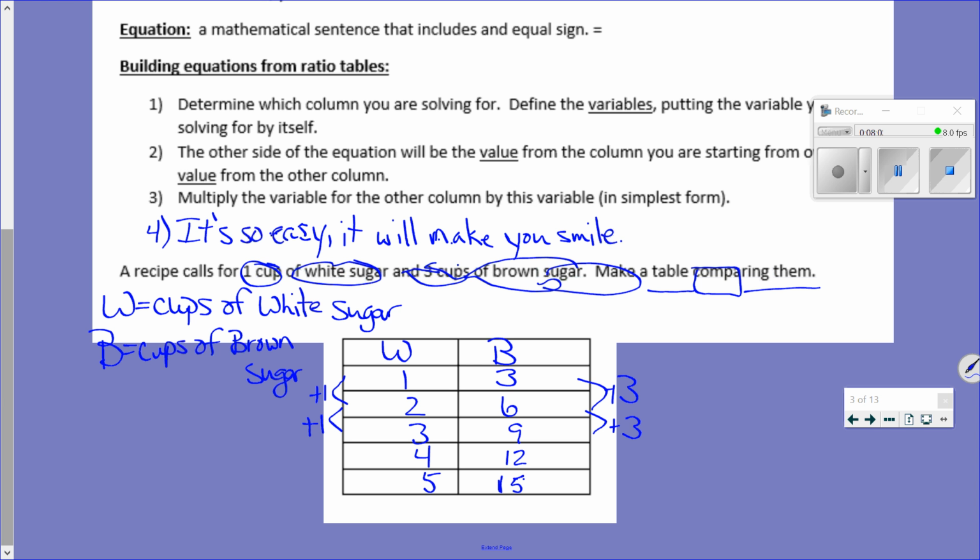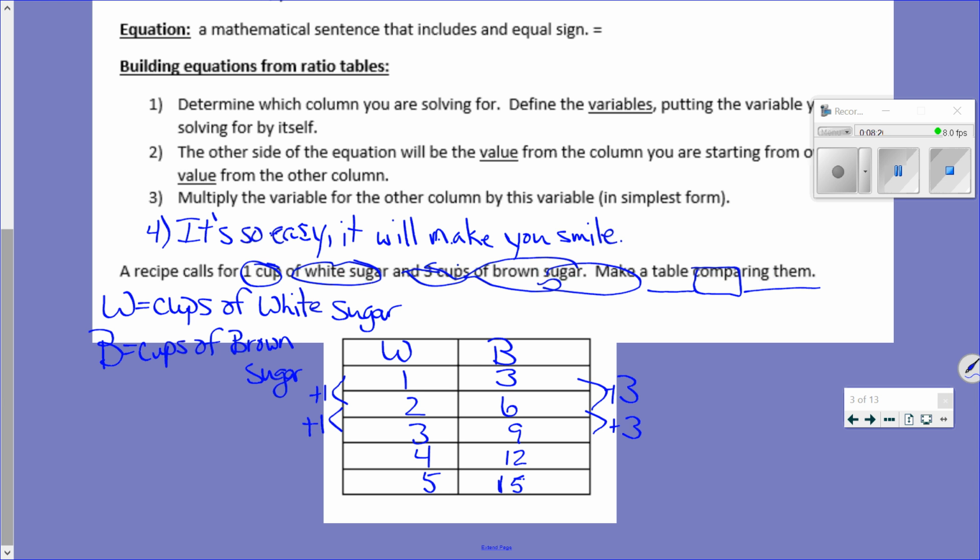How are you guys all feeling on making those ratio tables? Give me a thumb meter. Okay, overall really good. A few in the middle. Serenity? I missed your thumb meter. Okay, so we'll have a little more practice on these today.